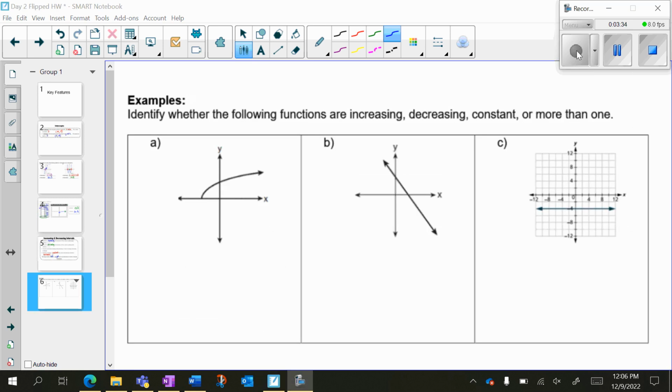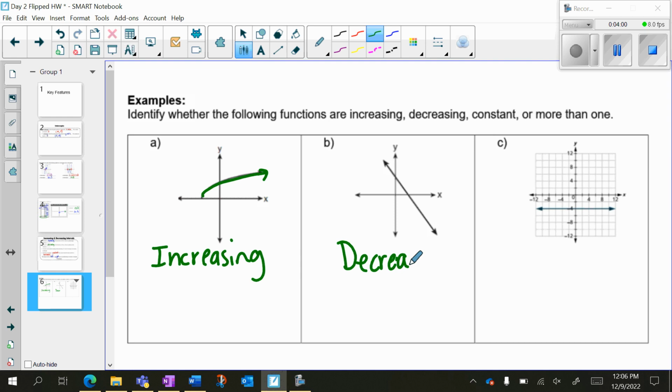Let's look at the following examples and identify whether the following functions are increasing, decreasing, constant, or more than 1. So for a here, we have a log function, and this is increasing on its domain. The y values are increasing, they're getting bigger. Whereas b, we have a linear function, and that's decreasing on its domain. It's going down. And c, we have a horizontal line at y equals -4, and this is a constant function where the y value remains the same.